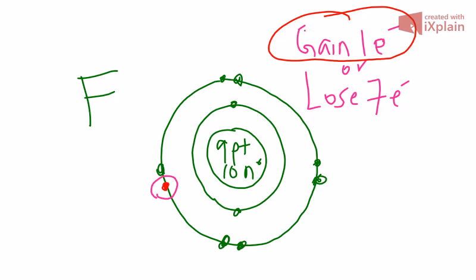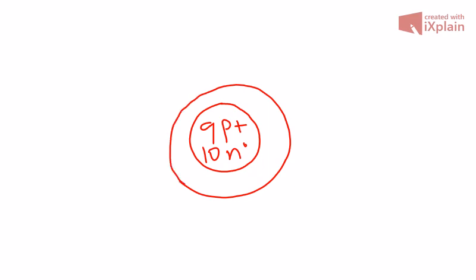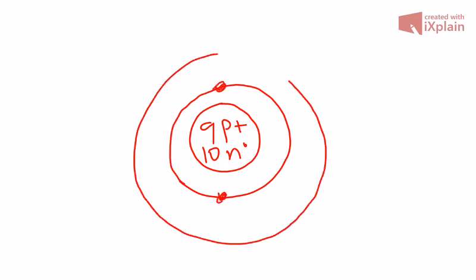So what will the ion of fluorine then look like? So it's still going to have 9 protons and 10 neutrons, but now it's going to have 2 electrons in its first shell, and it's going to have 8 electrons in its last shell. So the Bohr-Rutherford diagram would show a full valence shell, which this does.